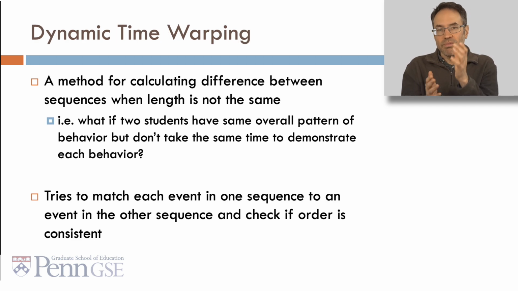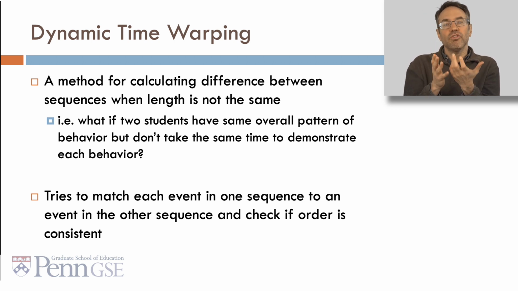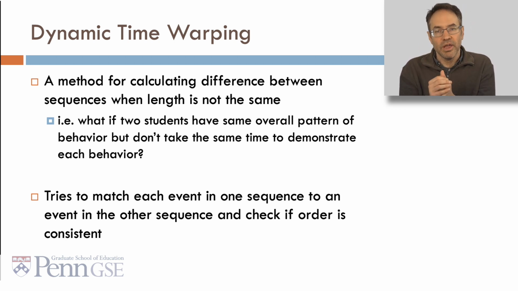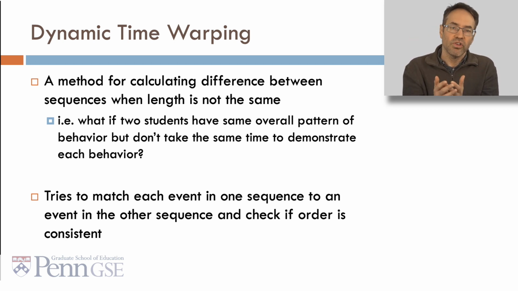Dynamic time warping is a method for calculating the difference between sequences when the length isn't the same. So for example, what if two students have the same overall pattern of behavior, but they don't take the same time to demonstrate that behavior? Dynamic time warping tries to match each event in one sequence to an event in the other sequence and check if the order is consistent.